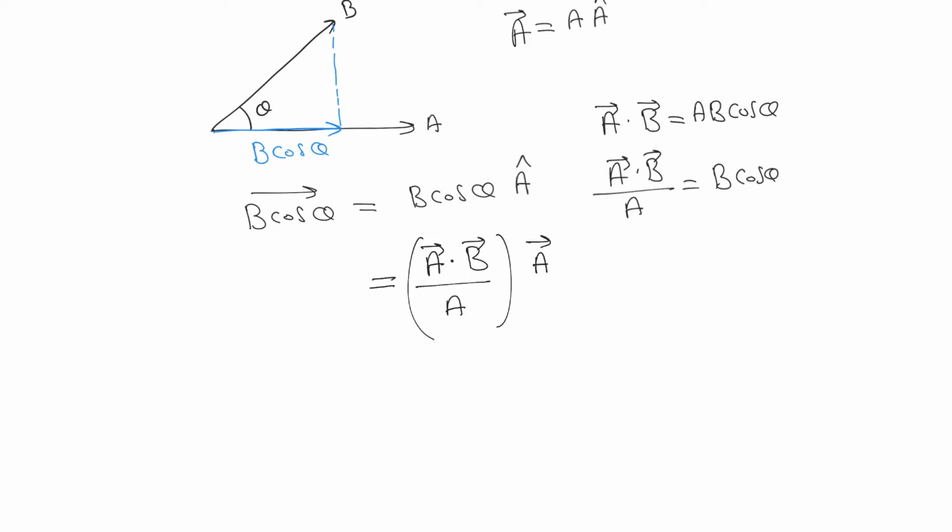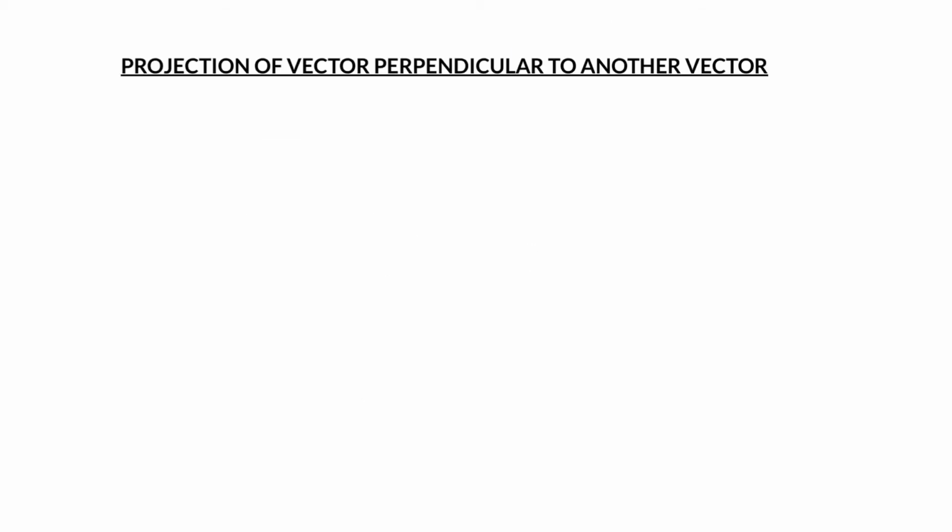This A cap can be written as, we know that a unit vector is nothing but a vector divided by its magnitude. So we can write this as equal to A vector dot B vector, which gives a scalar value, divided by the square of the magnitude of A vector, another scalar value, into A vector. This will give the component of B vector along the direction of A vector, or projection of B vector along the direction of A vector.